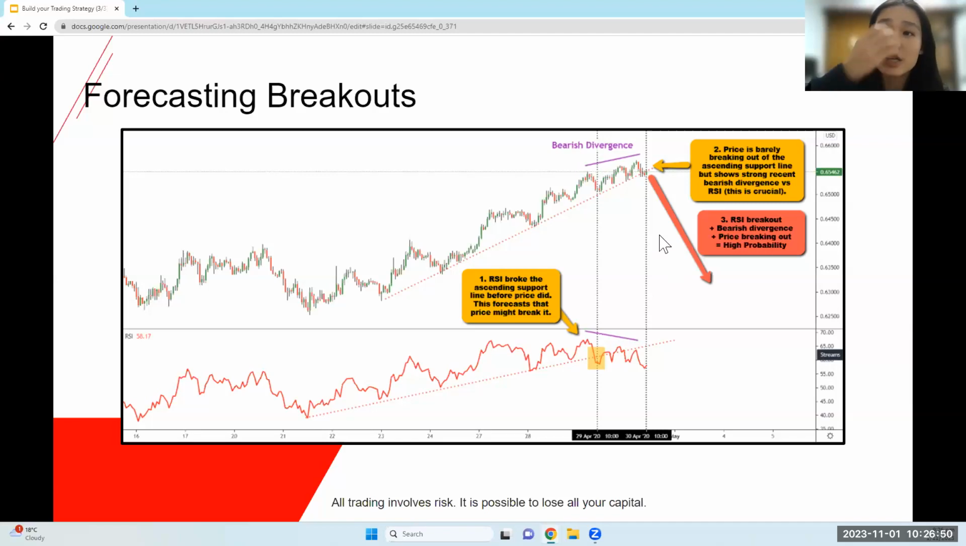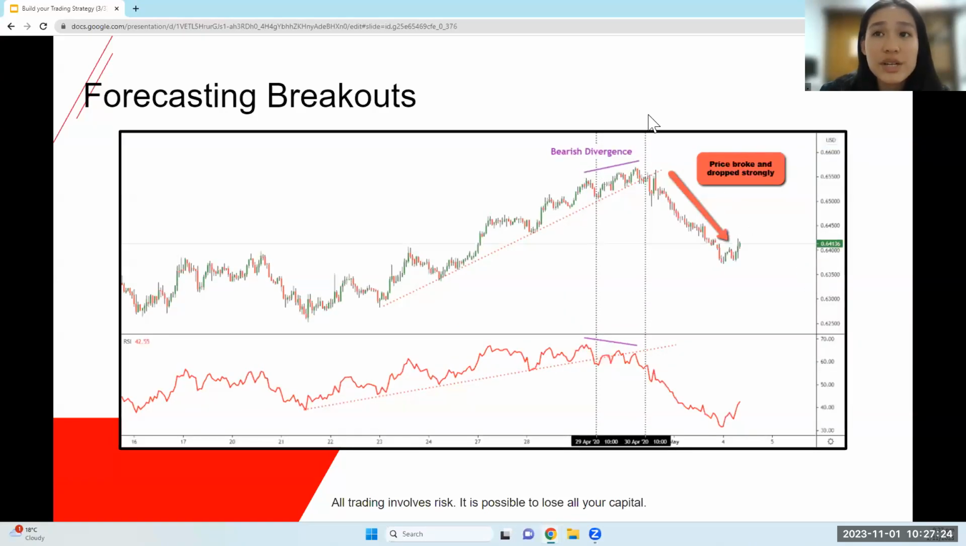So we have a couple of pointers here that support our analysis that price is going to break out of this ascending trend line. Firstly, we have the RSI breakout over here. Secondly, we have the bearish divergence, with price making a higher high and RSI making a lower low. Next, we have price breaking out of this ascending trend line here. All of these points suggest a high probability that our analysis that price is going to break out of this ascending trend line is actually going to happen, which you can see, price broke and dropped strongly.